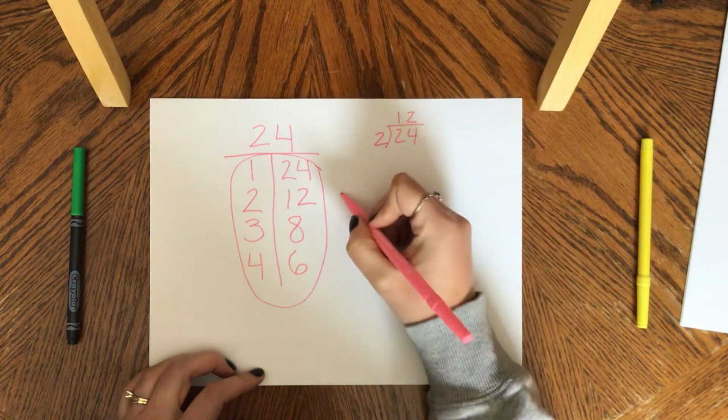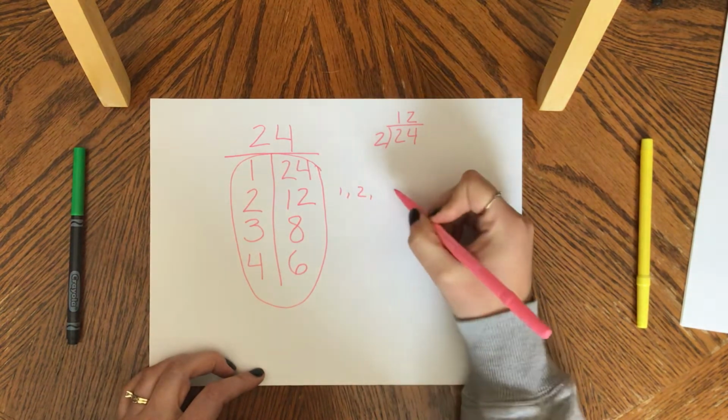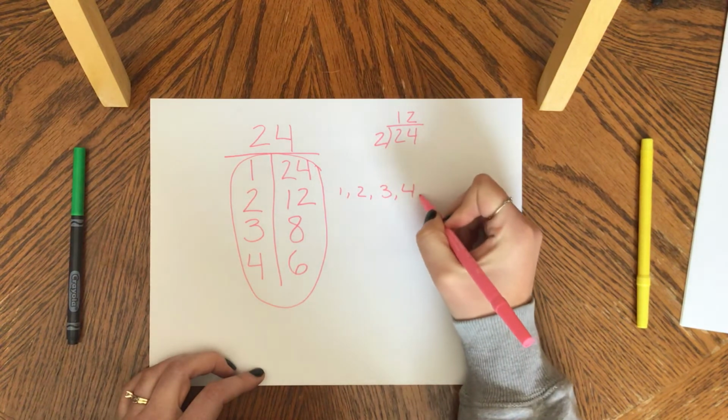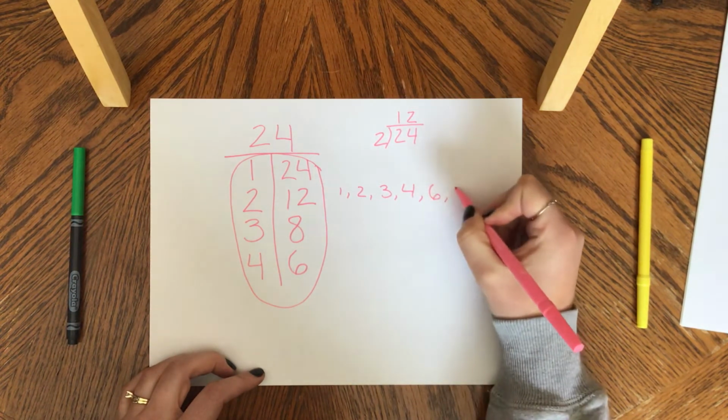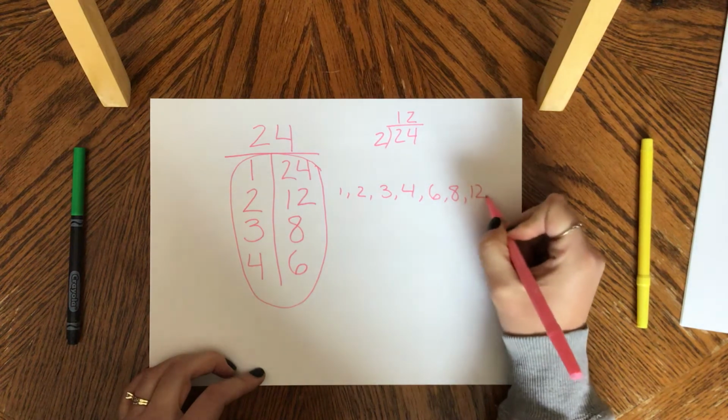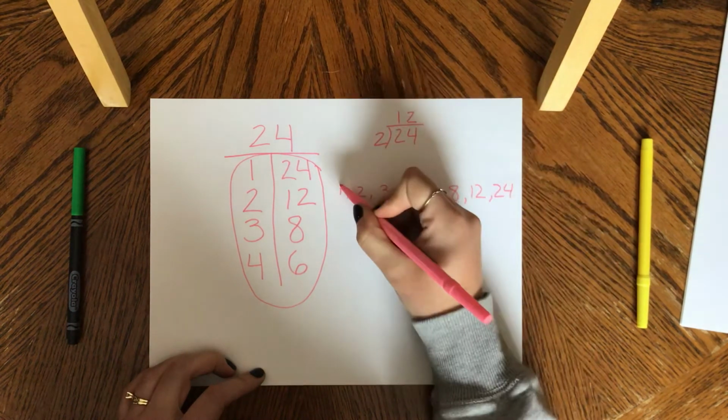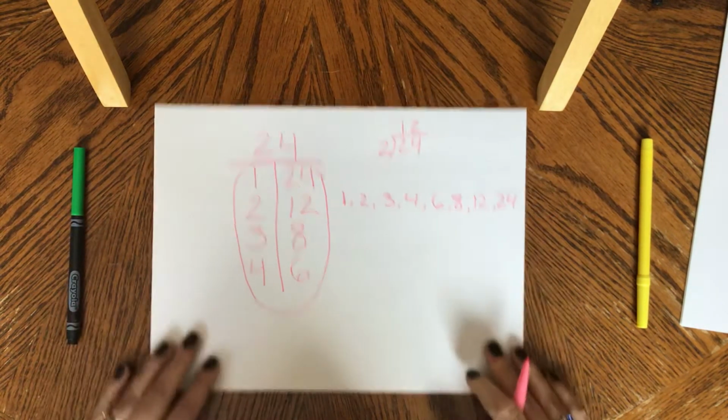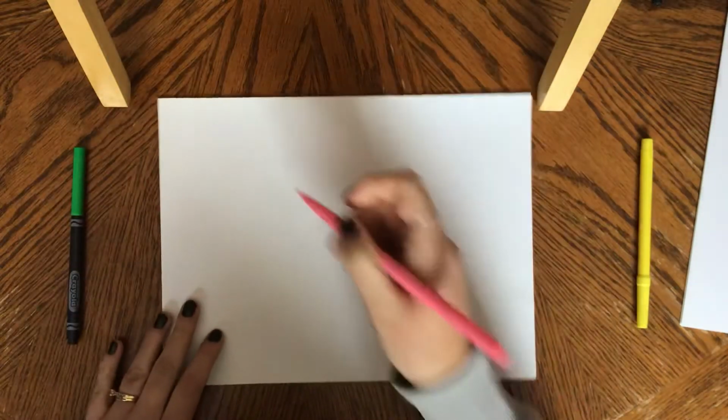So I could list them. 1, 2, 3, 4, 6, 8, 12, and 24. So I could do that with another number. Let's try 12.